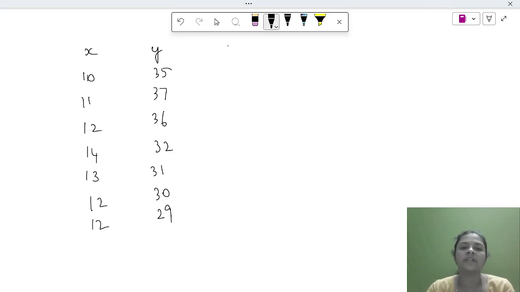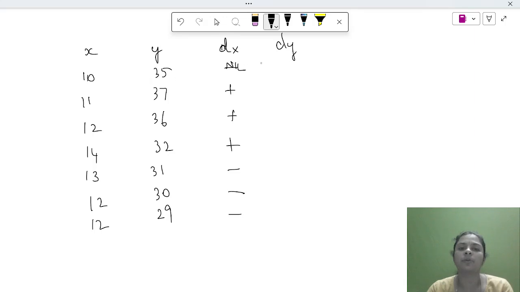First we are going to do deviations of x. The first value we do not know, so we are assuming it as nil. Now second, we have to see the rate of change between the first and the second value. It is an increase, so an increase is denoted by a plus sign. 11 to 12 plus, 12 to 14 plus, 14 to 13 minus, 13 to 12 minus, and 12 to 12 minus.